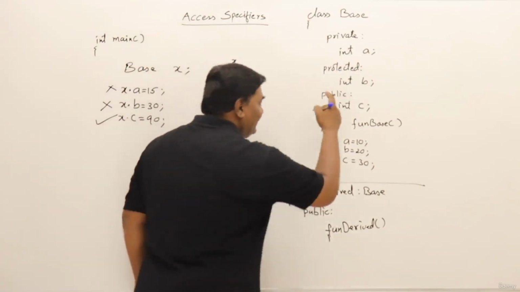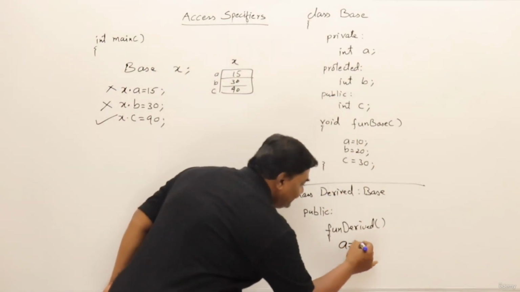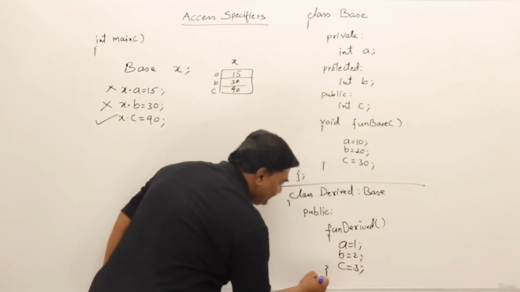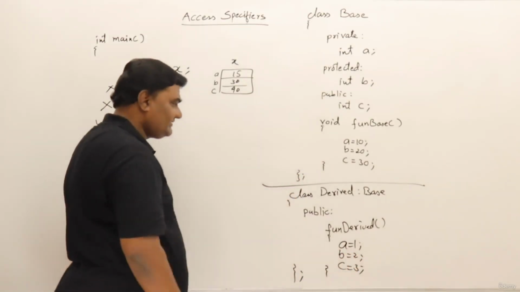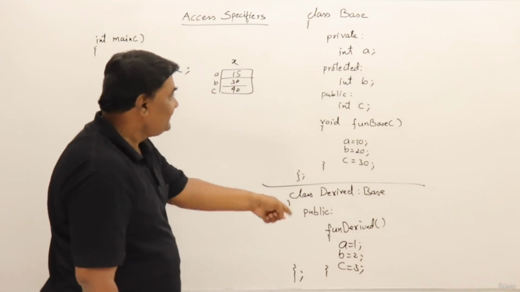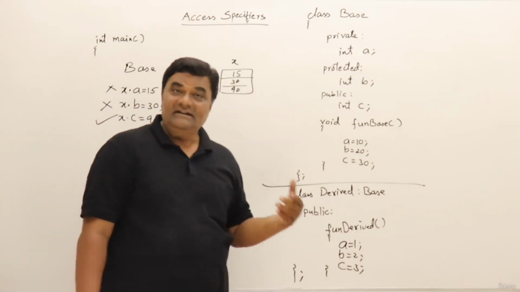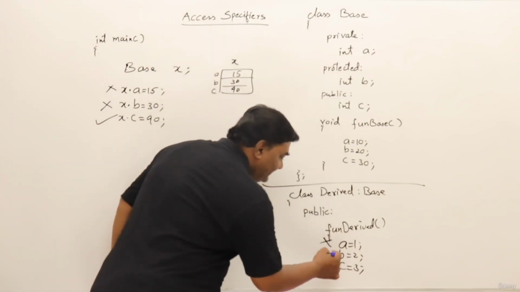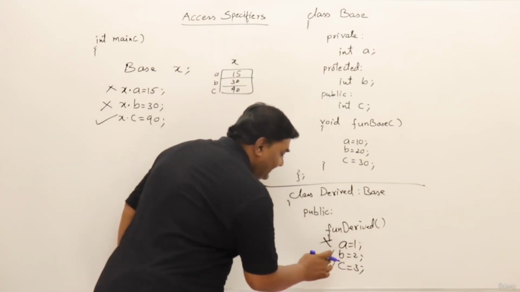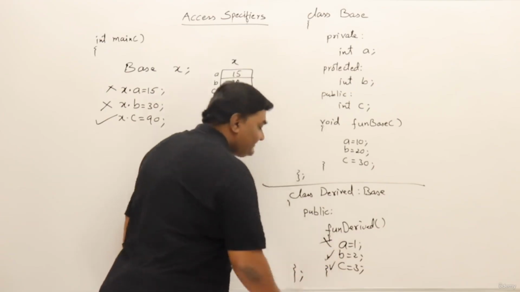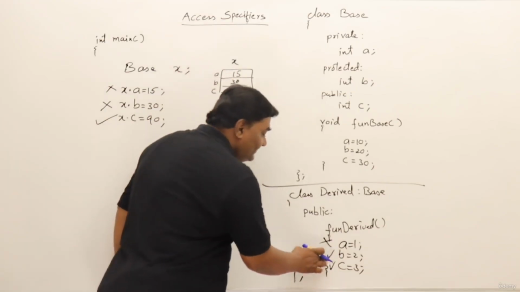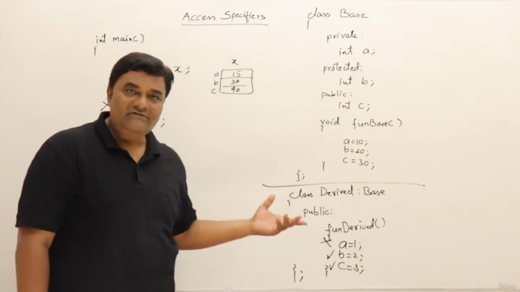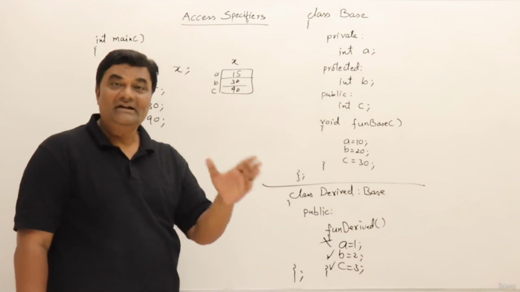Now let me see. Can I directly assign a as 1, b as 2 and c as 3? I want to assign the values like this. That's all. I have closed this class. It has one function which is accessing those members. Can it access all the members? No. It cannot access private, it can access protected, and it can access public. All other members it can access except private. Why is it not available? It's available but not accessible.